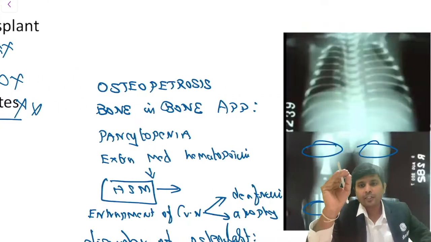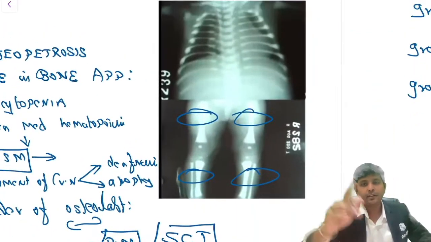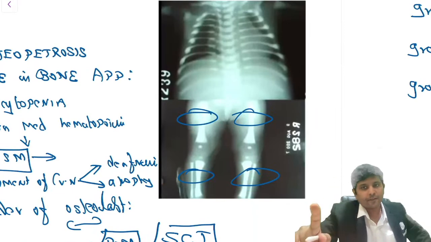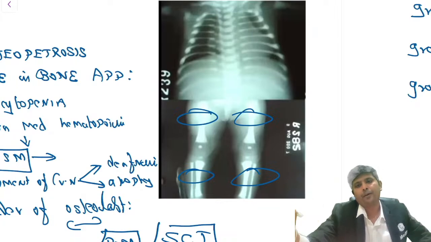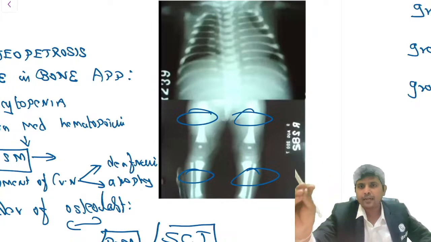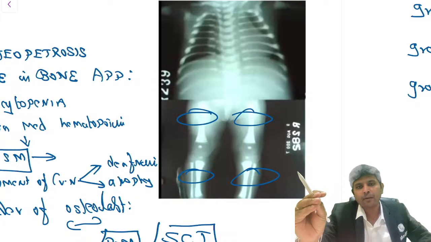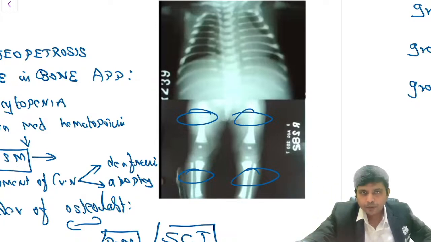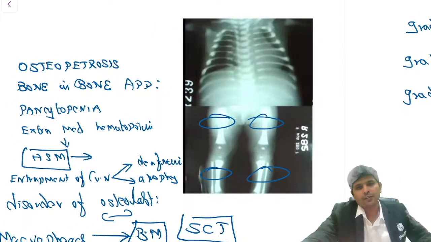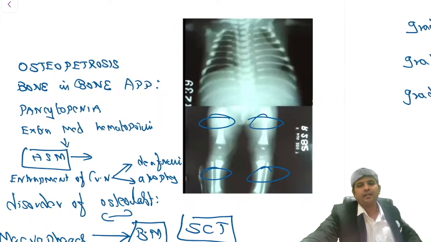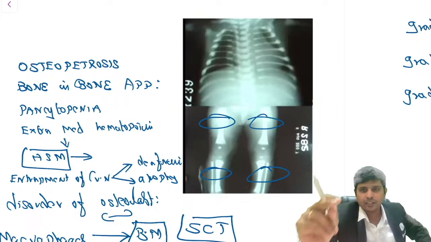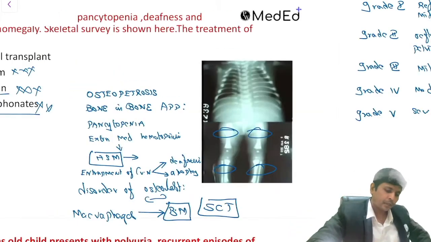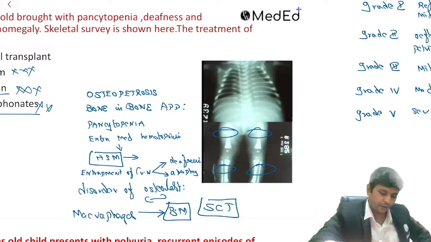So whenever you have a child with pancytopenia, hepatosplenomegaly, deafness or optic atrophy, kindly take an X-ray chest to look for bone within bone appearance. You need to see cortex and you need to see medulla. If you don't see medulla, and this medulla is occupied by bone, think in terms of osteopetrosis, and the treatment of choice is stem cell transplant, because it is a disorder of osteoclast, and osteoclast is produced from macrophages. Macrophages are produced from bone marrow. This is a very important spotter for you.